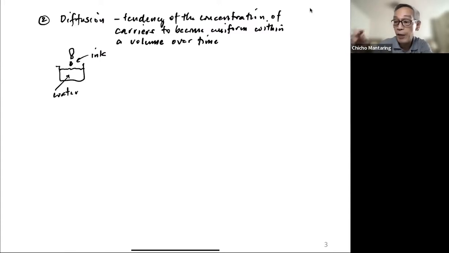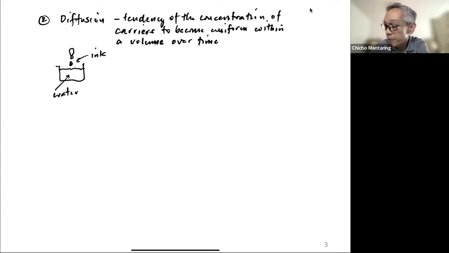There's going to be a high concentration of ink at a particular spot, and then as time passes, the molecules making up the ink will diffuse toward the entire liquid, and it will become uniform. So ganun din yung nangyayari sa charge carriers. If there's a non-uniform concentration of charge carriers, and there's no electric field to speak of, there's no excitation, then the tendency within the volume is for the charge carriers to become uniform.